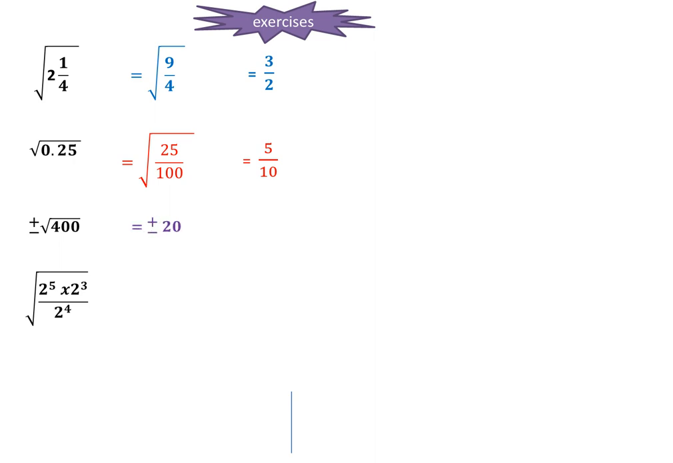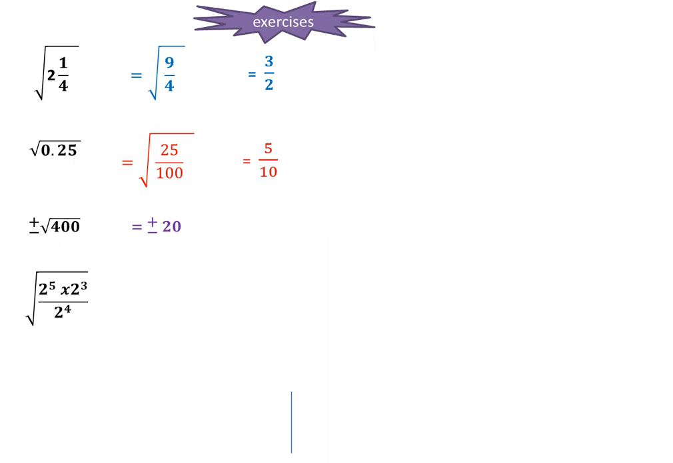If we have the positive or negative square root of 400, what times what equals 400? We can hide the zeros and get the square root of 4 is 2, 2 times 2 equals 4. Then put the same signs, positive or negative 20.